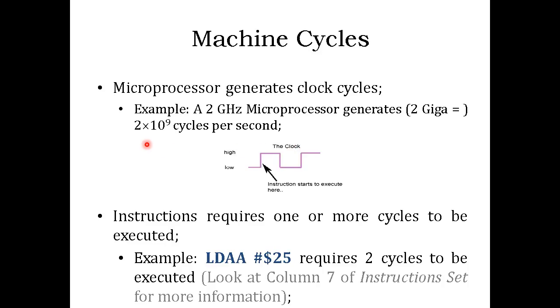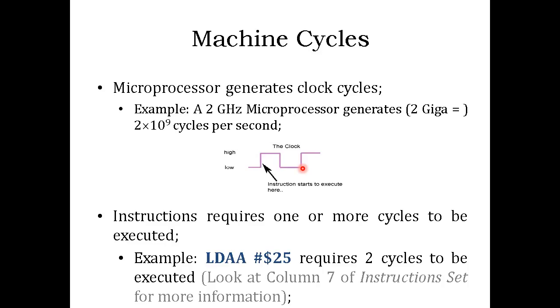Now what are the cycles? I'm sure you all know about pulses, right? Like square-shaped signals. Any microprocessor keeps generating a signal like this. This is 0 and this is 1. It goes all the way up to here, then becomes 0 and then again 1. So starting from here to here is a complete cycle. That's just one single cycle.